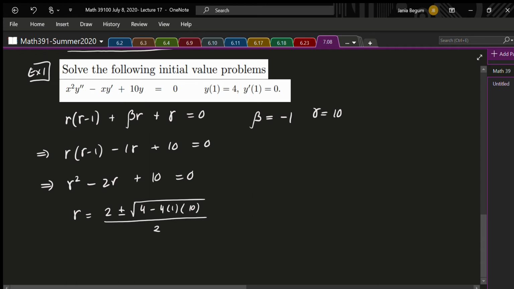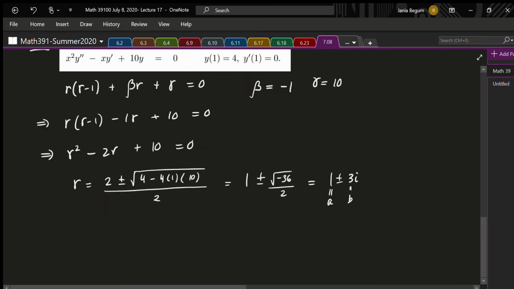Just by simply using the quadratic formula, what does this give us? We have 2 over 2, that's 1, plus and minus the square root of 4 minus 40, that's negative 36, over 2. If I simplify this, you see we have complex roots: 1 plus and minus the square root of 36, which is 6, and the negative gives us i. So 6 over 2, that's 3i. From here we identify a and that's b.